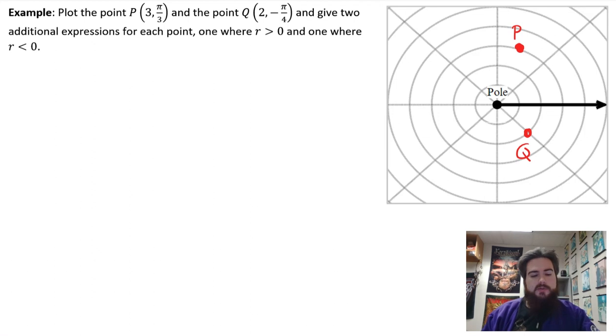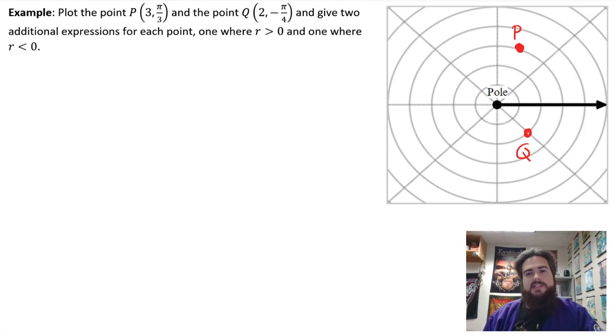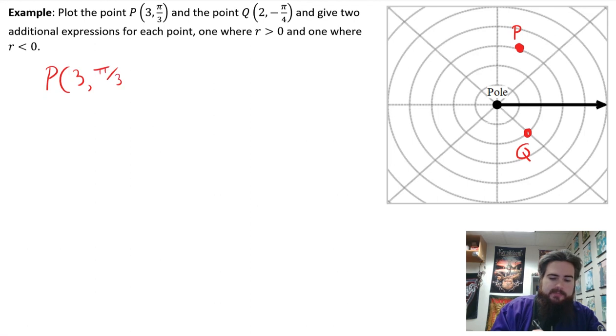We also want to find two additional expressions for each point, one where r is greater than 0 and one where r is less than 0. Note that both these points already have r greater than 0, but we're finding another way to represent this same point that has probably the same radius. So the way we're going to come up with another point is not just rewriting 3 in another way, like rewriting 3 as 6 divided by 2. That's still the same values. We want to get a different set of values.